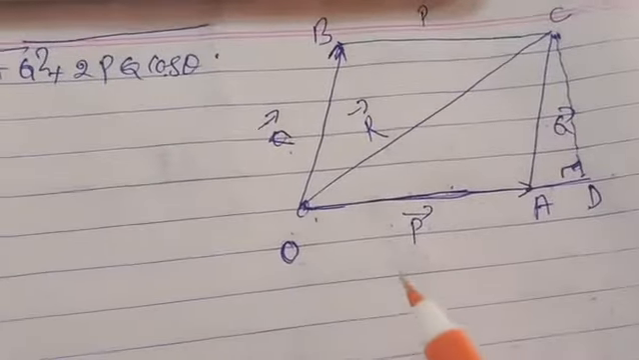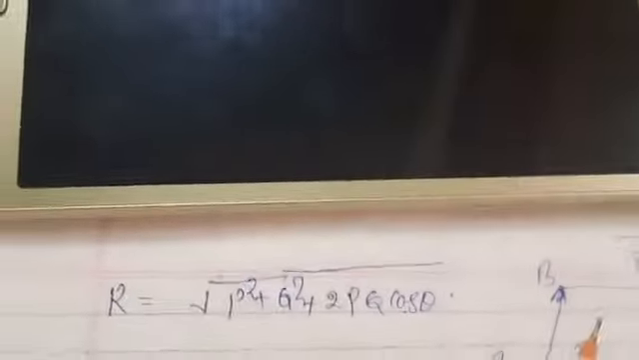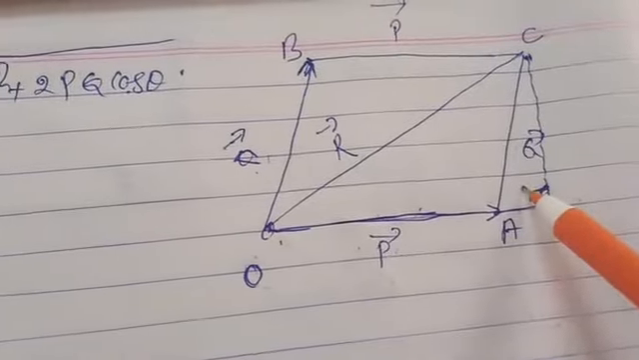So now we get, okay. So now P, this is P, this is also P because this is also P, and this is Q, so it is also Q.